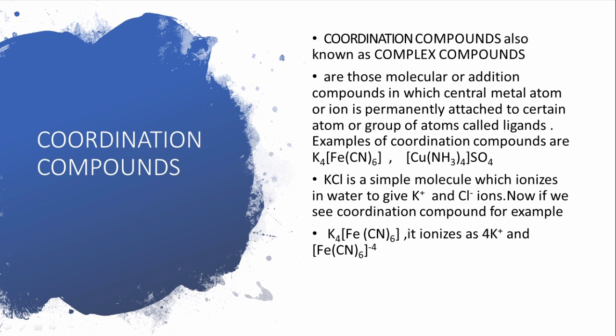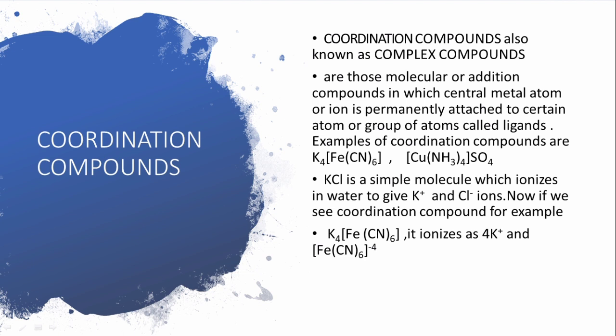And in the second example, tetraamine copper sulfate, you can see the identity in the square bracket. The identity in the square bracket is the complex part of the compound. Here also, you can see copper as the central metal atom, which is surrounded by amine. How many amine ligands? It's 4.